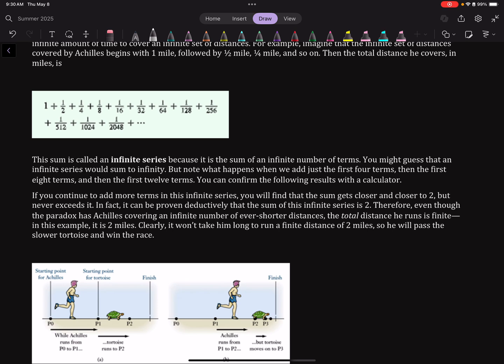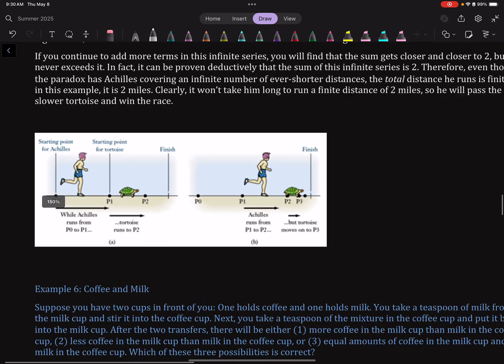If you continue to add more terms in this infinite series, you will find that the sum gets closer and closer to 2. It will just keep getting closer and closer to 2 because Achilles is going from P0 to P1 and then P1 to P2. So in order to keep approaching, you can infinitely make smaller and smaller increments to get to P2. Therefore, even though the paradox has Achilles covering an infinite number of even shorter distances, the total distance he runs is finite. In this example, it is 2 miles. Clearly, it won't take him long to run a finite distance of 2 miles, so he'll pass the slower tortoise and win the race. So that's what it's saying here.